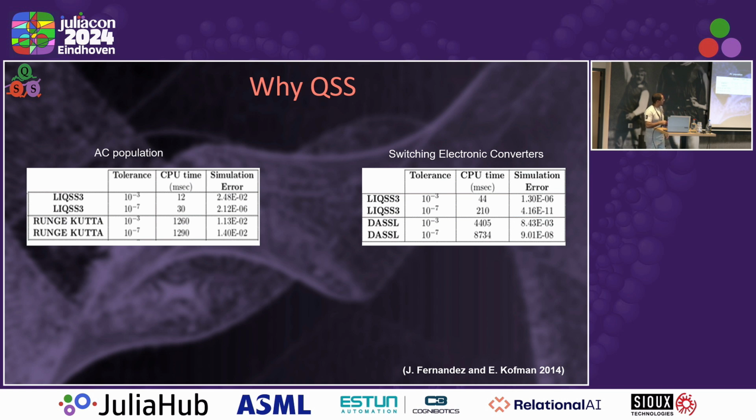Last thing is that in 2014, Fernandez and Kofman wrote a paper about QSS using the C language, and they compared some of the systems. They showed that QSS, or this LIQSS, which means the linearly implicit version, is way faster than Runge-Kutta or DASSL. So to conclude, QSS has many advantages in some systems compared to classic methods.